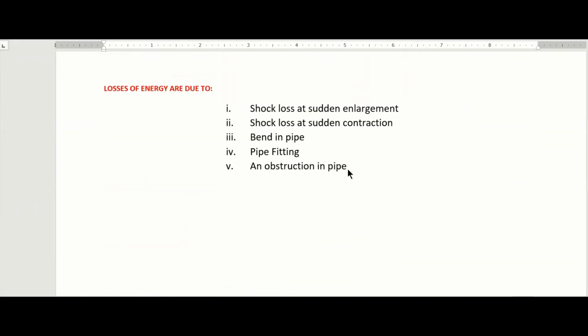So, losses of energy are due to the following. Number one is shock loss at sudden enlargement. Number two is shock loss at sudden contraction. We have the bend in pipe, we have pipe fitting, and we have obstruction in pipe. All these are examples of minor losses.